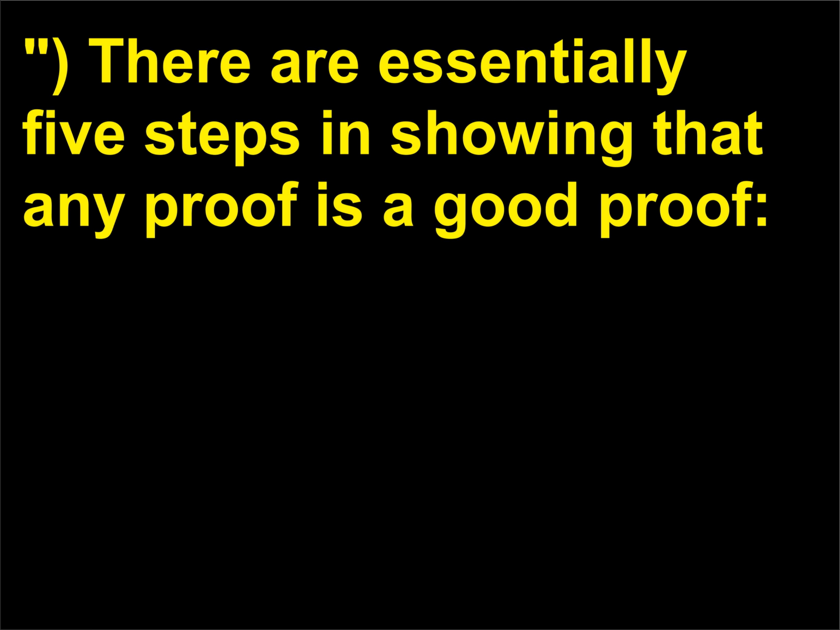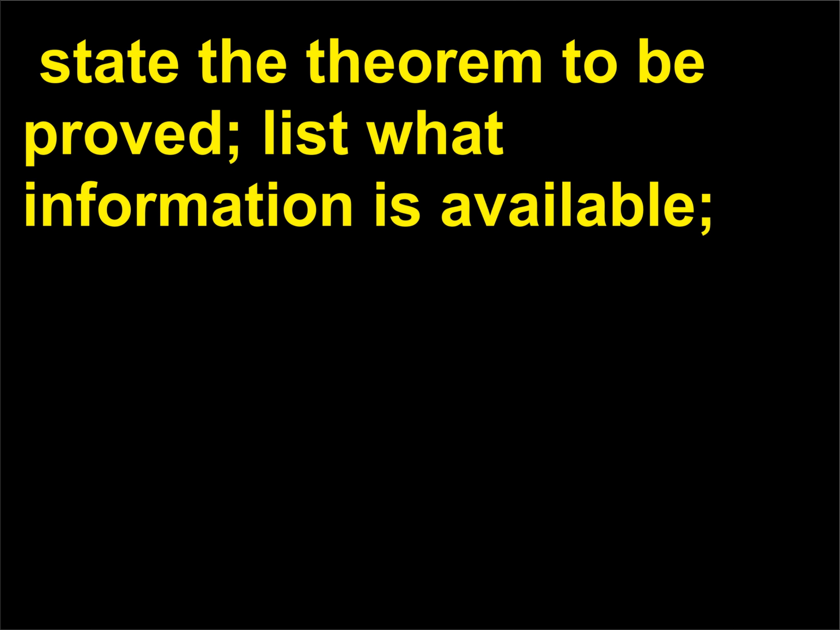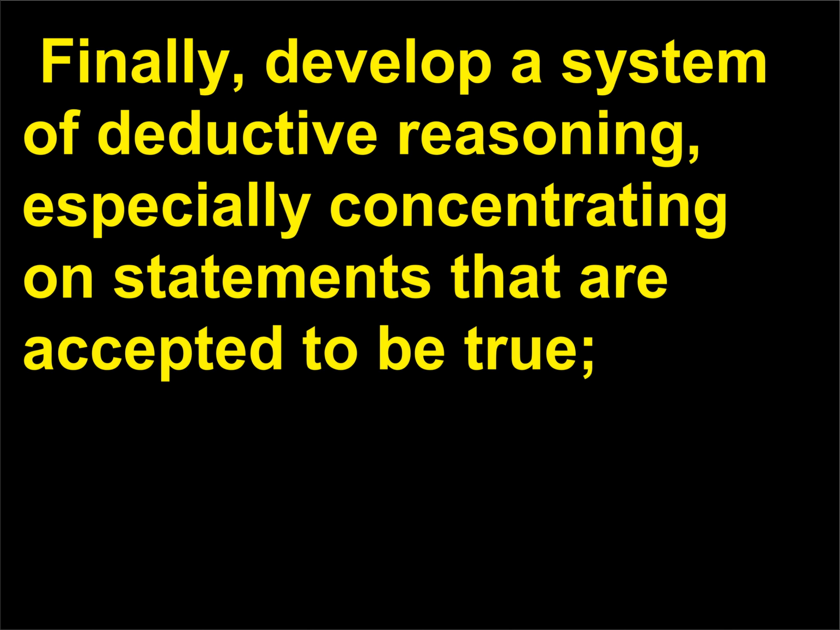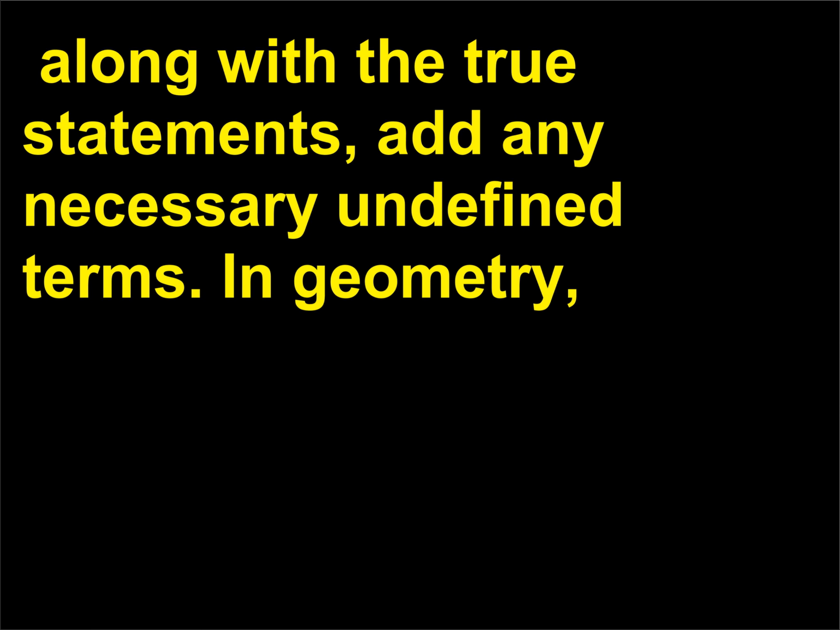There are essentially 5 steps in showing that any proof is a good proof. State the theorem to be proved, list what information is available. Draw an illustration, if possible, to represent the information, state what is to be proved. Finally, develop a system of deductive reasoning, especially concentrating on statements that are accepted to be true. Along with the true statements, add any necessary undefined terms.